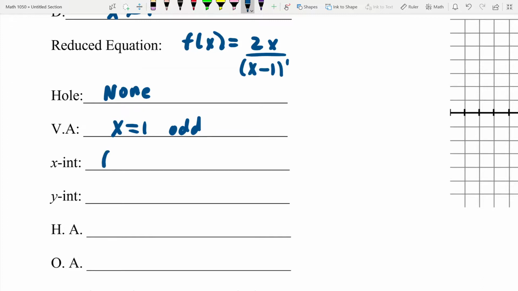Next is x-intercept. To find the x-intercept, you let y be 0, which is the same as letting the blank be a 0. Here's where you're responding. What's the blank? The top, right? If I set 2x equal to 0, I get x equals 0. So my x-intercept is 0, 0. I have one x on the top. 1 is odd, so my x-intercept crosses. Okay? If 0, 0 is an x-intercept, then it's also a y-intercept.